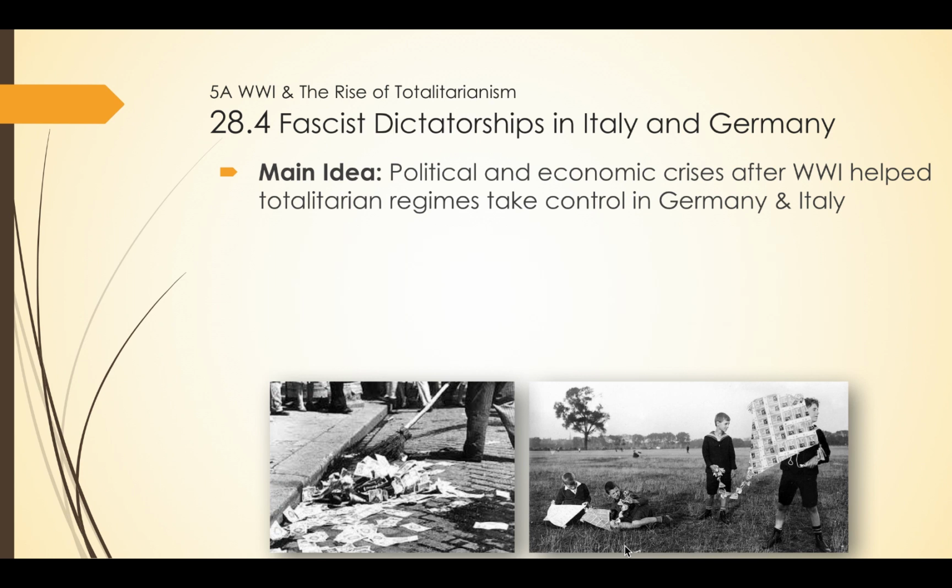Greetings, class. Today we'll be discussing Chapter 28, Section 4, which covers the rise of fascism in Italy and Germany during the interwar years, the 1920s and 30s. Both Italy and Germany turned to fascist systems of government after World War I because of political and economic crises that took place in their countries.